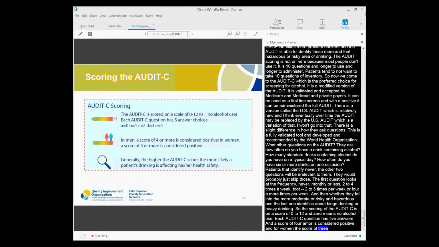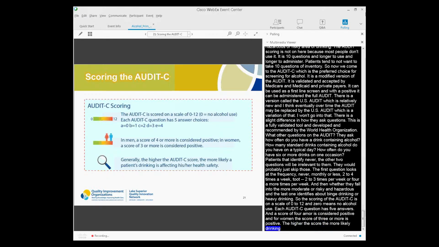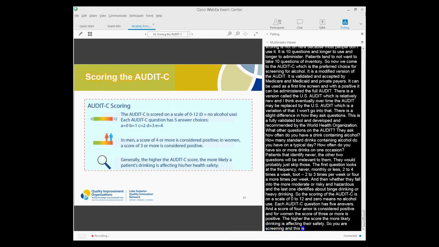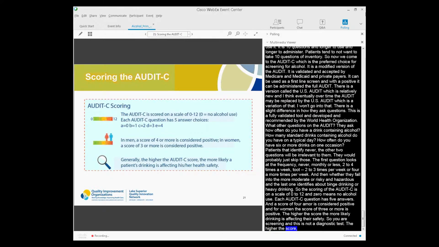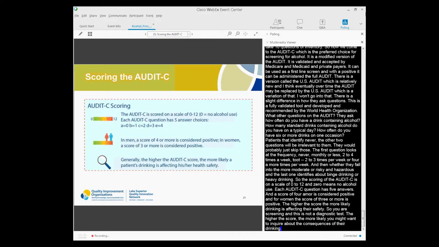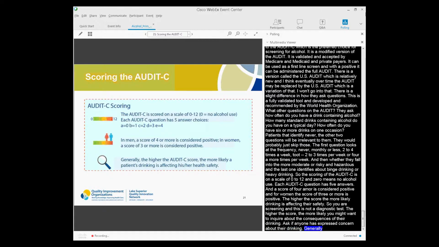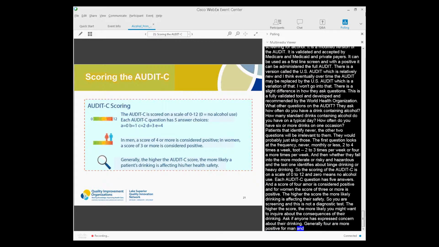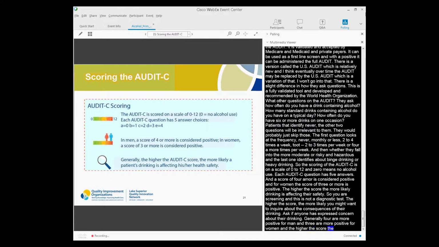And so, again, you are screening. This is not a diagnostic test. It is a screening test. So the higher the score, the more likely you might want to inquire a little bit more about some of the consequences of their drinking, talk to them about whether anyone has expressed concern about their drinking, et cetera. And we're going to get into that in just a second. But generally 4 or more is positive for men, 3 or more positive for women, and generally the higher the score, the more likely the patient might be having some problems with their drinking.